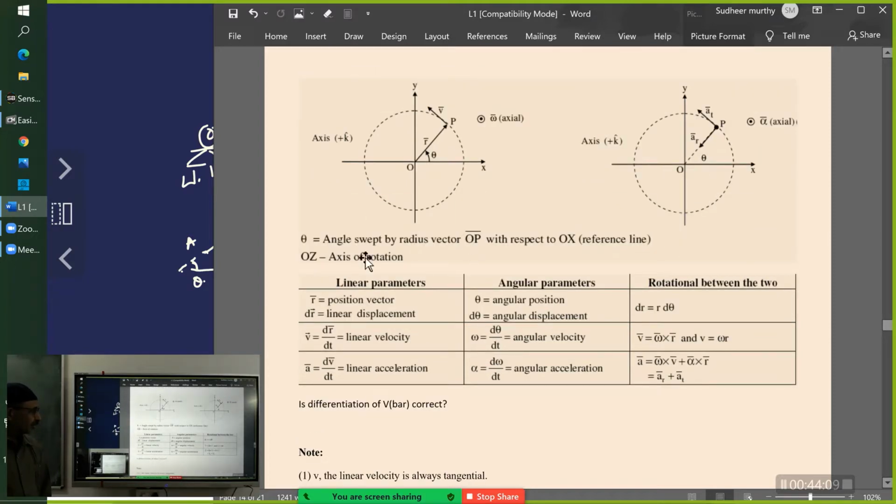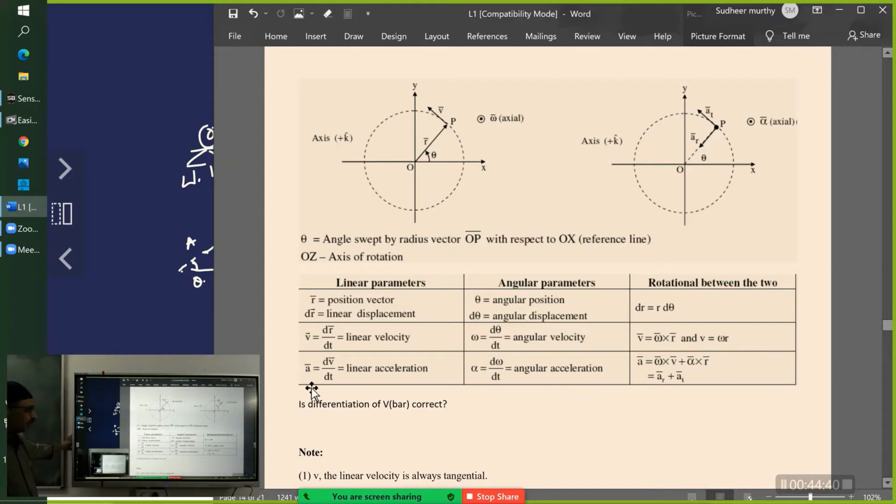Now here, all these things: theta, angle, vector, axis of rotation. Now linear parameters: r bar is the position vector, dr bar the linear displacement, theta the angular displacement. Dr is r d theta, that is the relation between the two. V bar is dr bar by dt, omega is d theta by dt. V bar is equal to omega bar cross r bar, and V is equal to omega r.